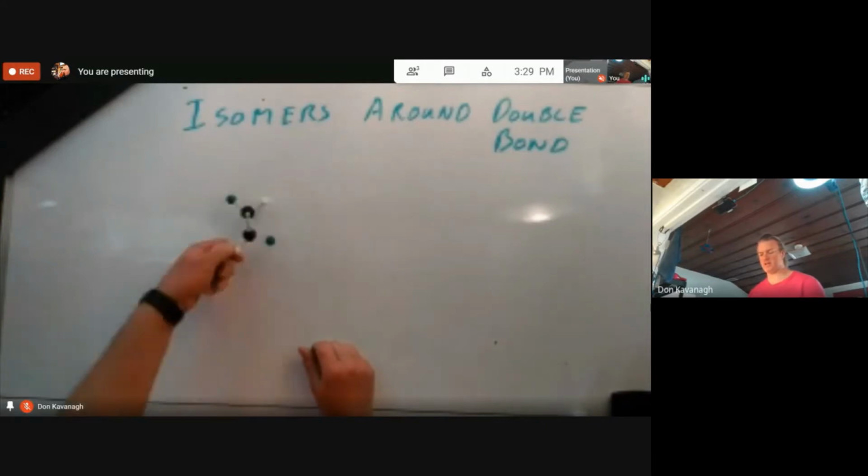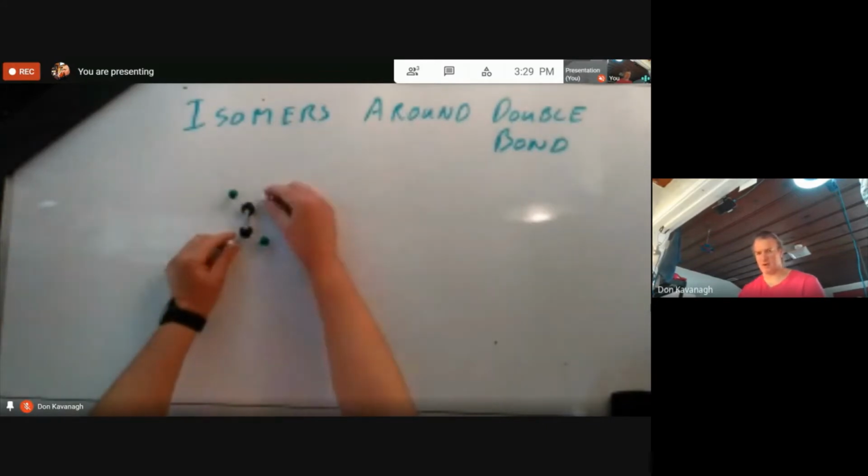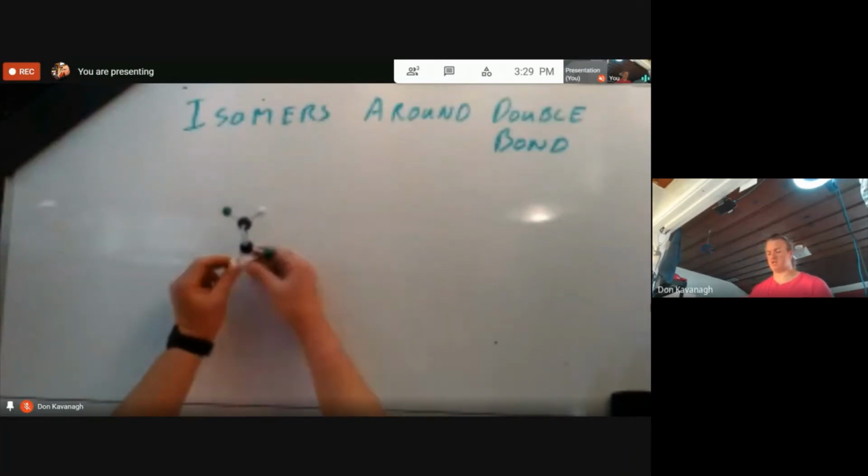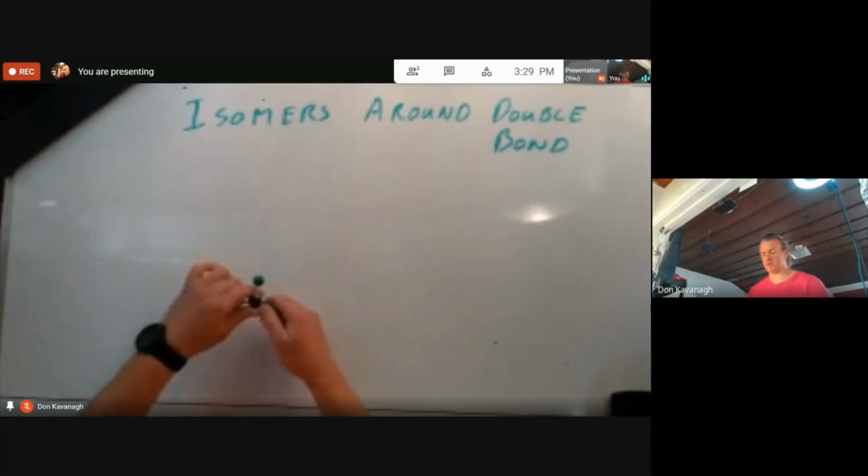Even if we turn it like this, the double bond didn't move, no bonds were broken, and no bonds were added. So this is still in the trans configuration here. It does change if a bond is broken.